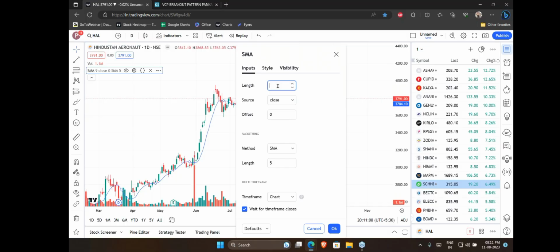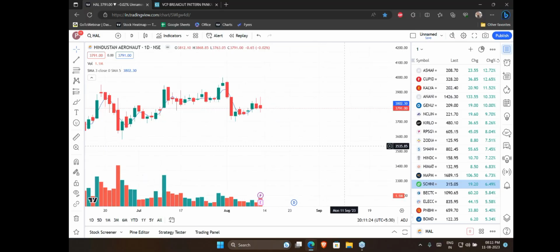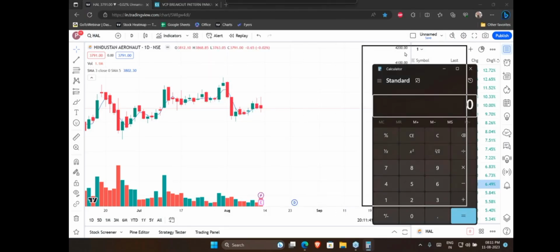Let's say I modify the length to 20. Actually, I'll modify this to 3. The source of the candle is close. Okay, and apply on the chart. What is the current value showing in the moving average? Is it 3802.3? अभी current value क्या है moving average की? Okay, so let's calculate. ये 3802.3 कहाँ से आया?